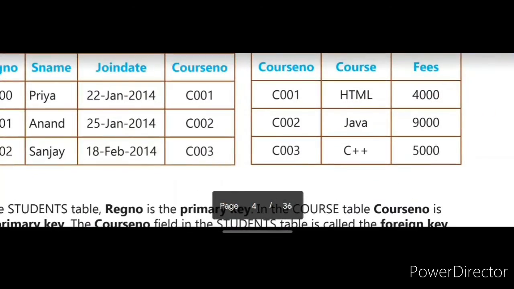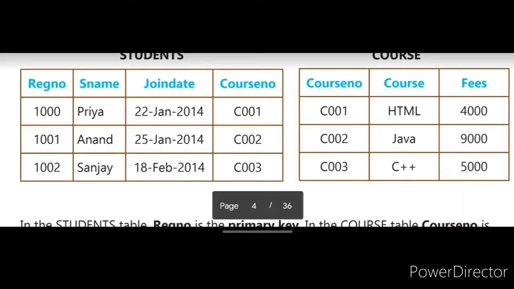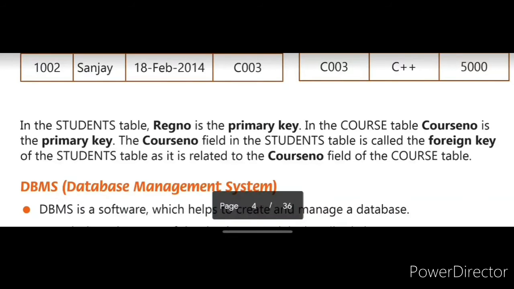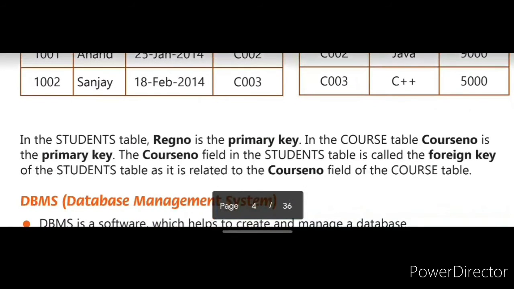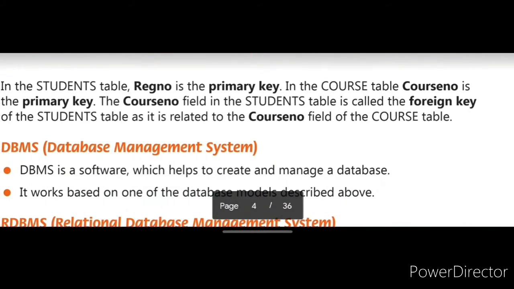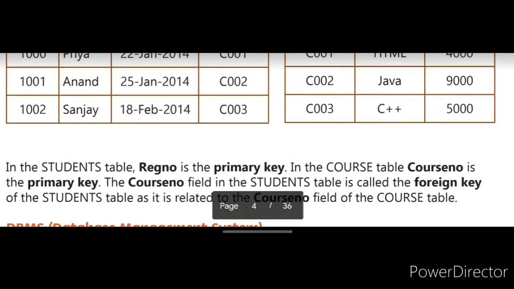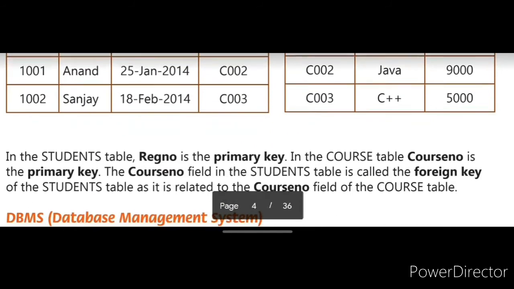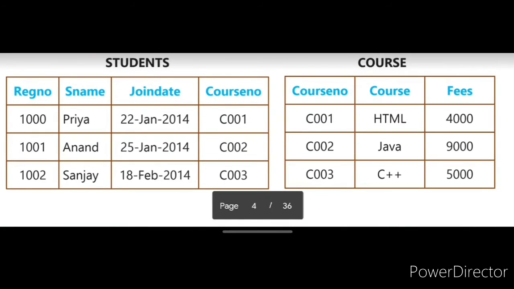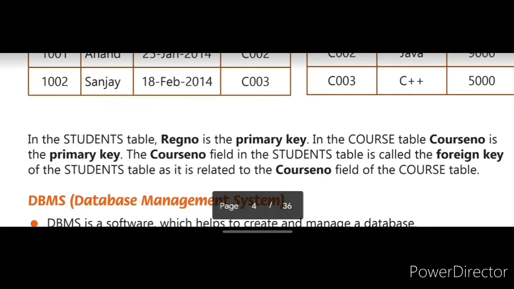Course number field in the student table is called the foreign key. See, here in student table, the last column is course number. What does it denote? It is the foreign key. Why do we say it is foreign key? Because it is related to the course number of the course table. Do you understand, children? Let me explain you clearly. The course number field in the students table is related to the course number column of the course table, right? So it is called foreign key.